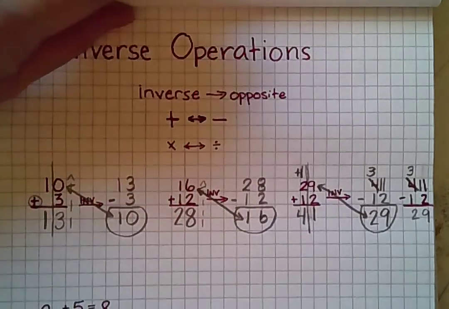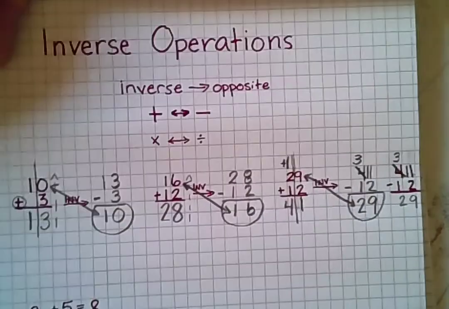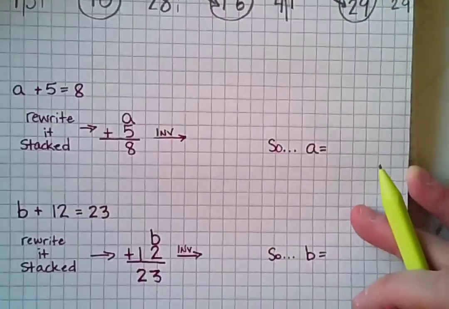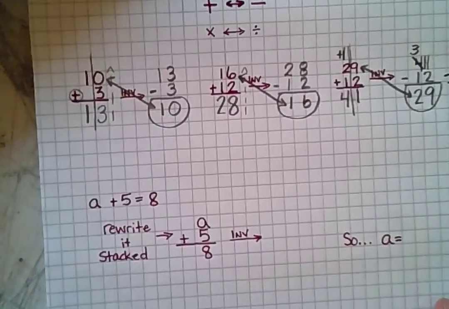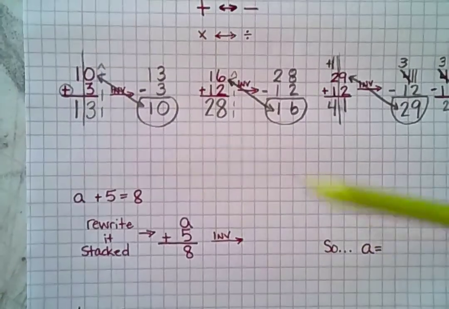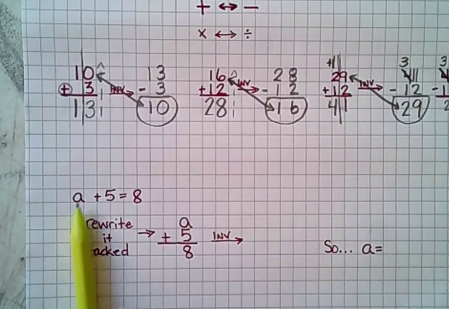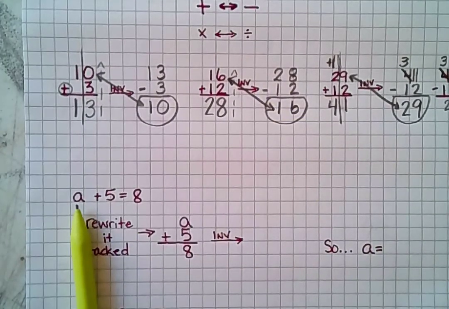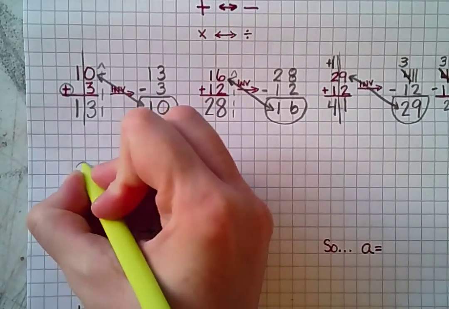Now we are going to enter into what is called a variable with inverse operations. So here we go. Inverse operations helps you solve a variable. Now, a variable is this letter right here, the letter A. And the reason we do a letter is because we don't know that number. So we could also write it like this if we wanted to.